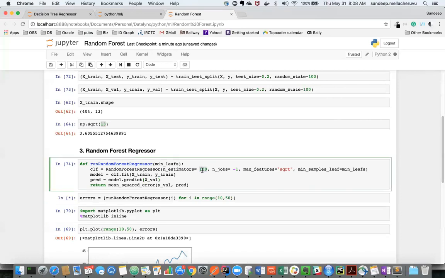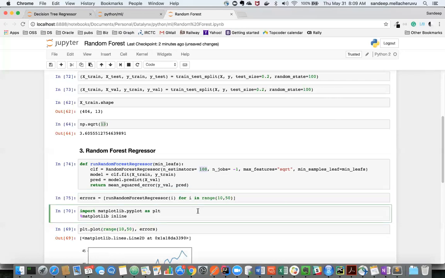Because the number of estimators is 100, you have to develop 100 trees. And for every tree, I am changing these values. What are these values? I am selecting different values of minimum leaves. So these are 40 different values of min leaves I am trying, and I'm running 100 trees. 100 into 40, it is going to create 4,000 decision trees. That's why it is slow.